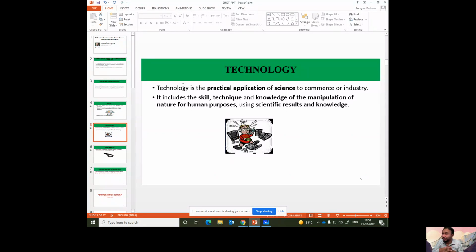Now, what about the engineering? What we did there, in the science, we have observed, we have discovered. In technology, we try to apply the science, practically apply the science to the commercial and industrial purpose. That includes, it may be skill development, it may be knowledge, it may be techniques, maybe some new methods, right? It may be some new idea. So we develop it. How we can develop it? By manipulations of the natural process.